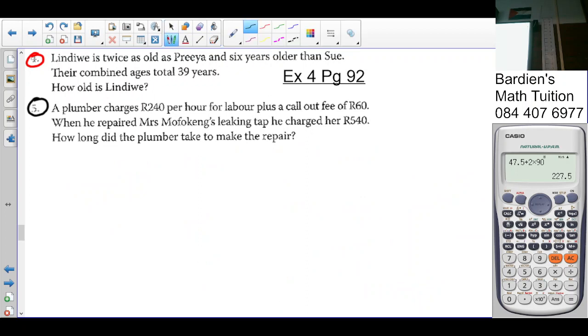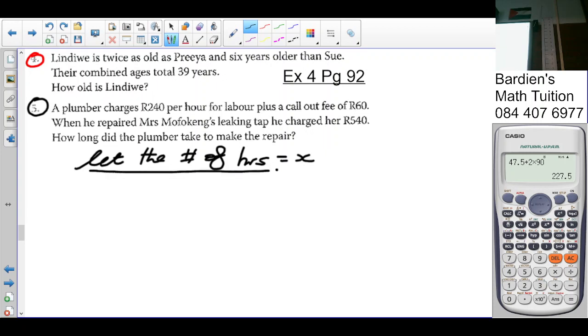Number 5. A plumber charges 240 Rand per hour for labor. So we say let the number of hours equal x. If he charges 240 Rand per hour, whatever number of hours you work, you multiply that by 240.